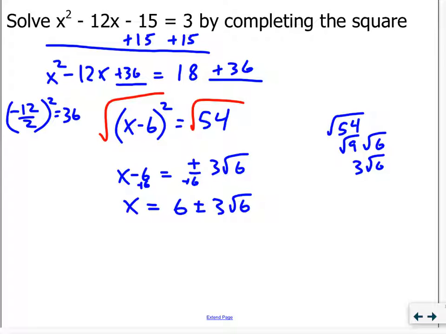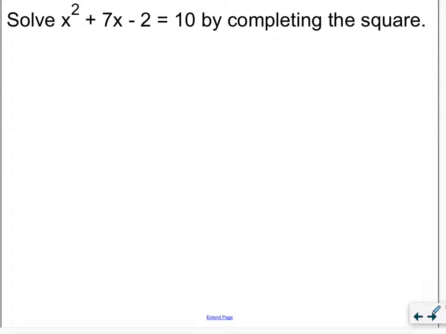All right, so now we're ready for some really good ones. So in this one, we notice that we have an odd number in there as well. So first get rid of that 2. Let's add the 2 to the other side like we did before.